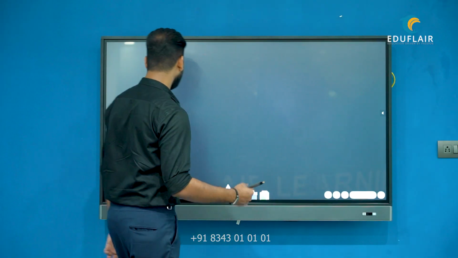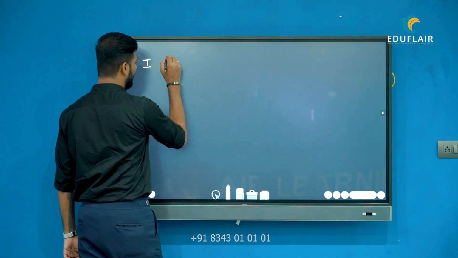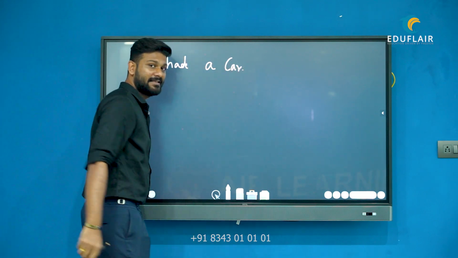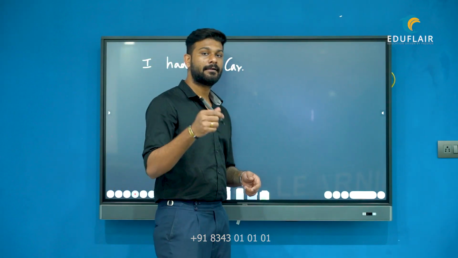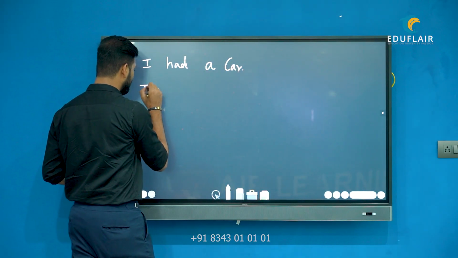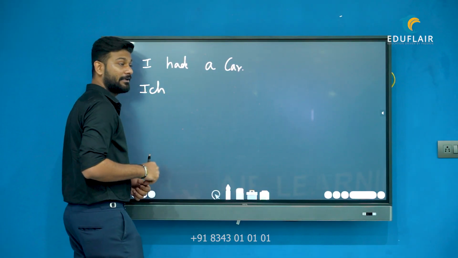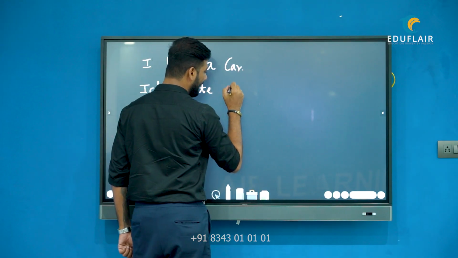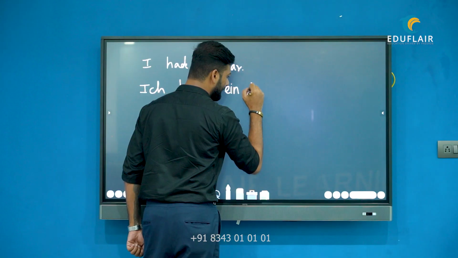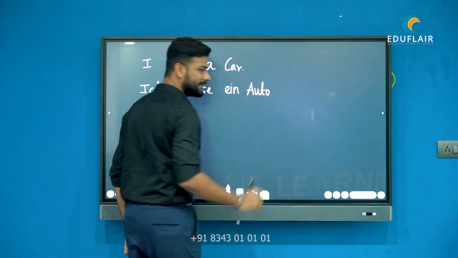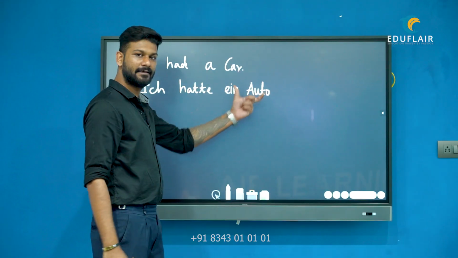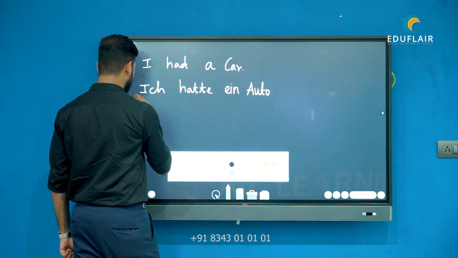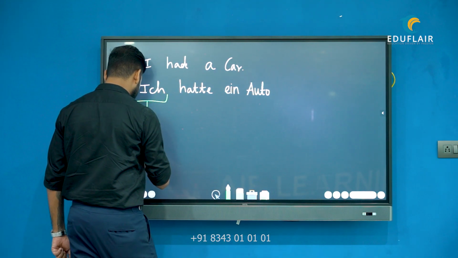So now I want to say I had a car. If I want to say I had a car, what is the meaning? എനിക്കൊരു കാർ ഉണ്ടായിരുന്നു. So I will be the subject which goes ich. What is had? Ich hatte ein Auto. കാരണം car is Neutrum. Car is a Neutrum, so it is ich hatte ein Auto. I had a car.